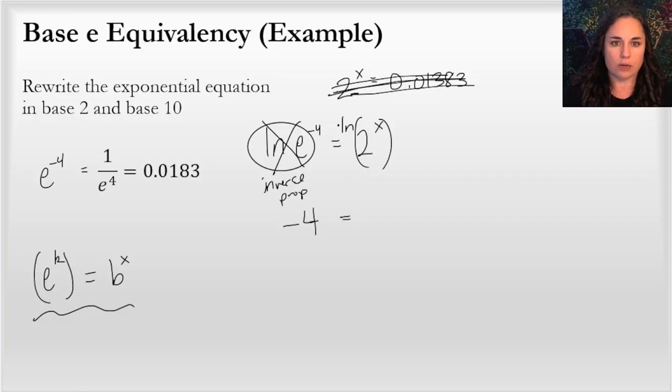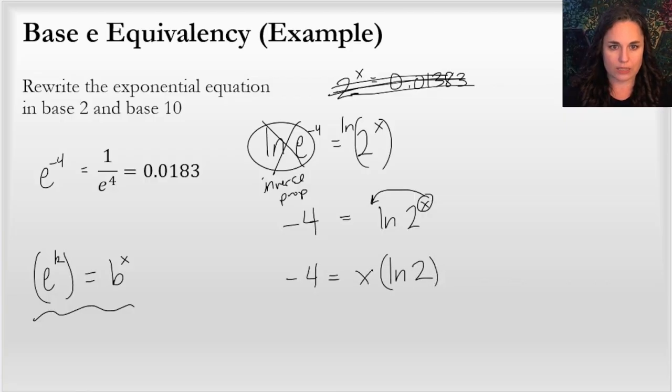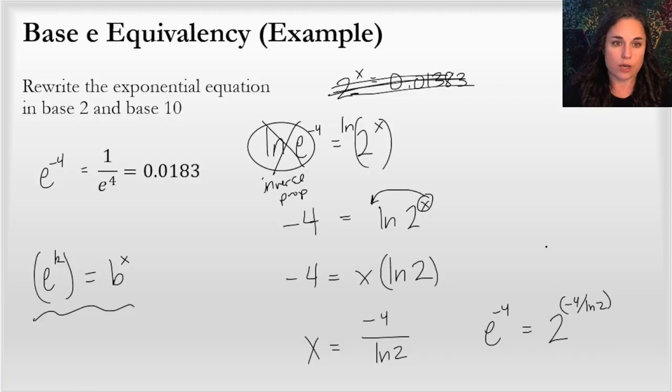On the other side, I'm going to take the natural log of 2 to the x power, and I'm going to apply the power rule. The power rule for exponents says that instead of 2 to the x power, I'm going to get x times natural log 2. So I know x equals negative 4 over natural log 2. I can say this is true: e to the negative 4th power is 2 to the power of negative 4 divided by natural log 2. Kind of interesting. It's true, you can do that with any number.